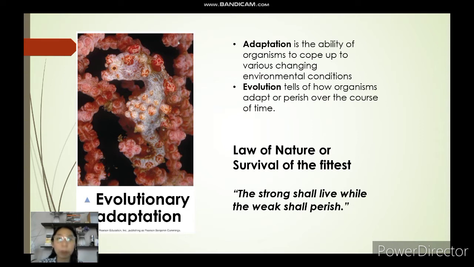organisms that are adapted to a sudden change in the environment are the ones that survive, whereas those that cannot adapt or are not adapted to that sudden change in the environment are the ones that perish. That is what that statement means.